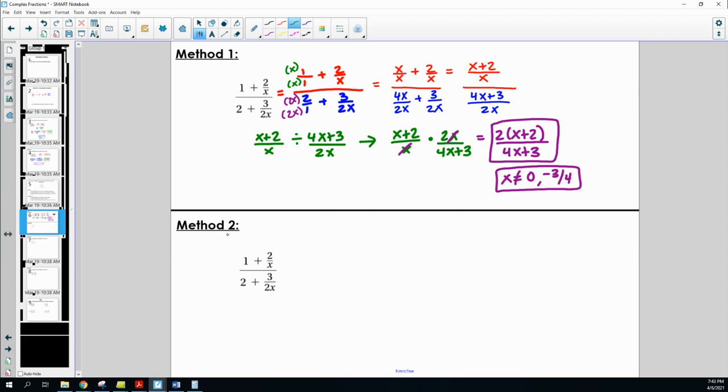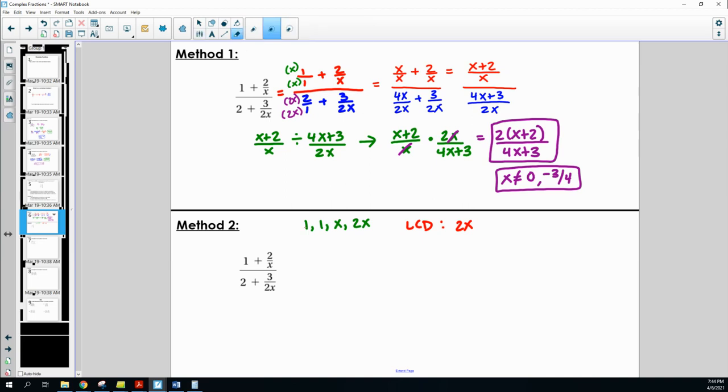So for method 2, we're going to look at all of our denominators. So on this 1, our denominator is 1. This 2 over x, we have x. This 2 over 1, we have 1. And this 3 over 2x, we have 2x. So out of all 4 of those denominators, I'm just going to write it here real quick. We have a 1, we have a 1, we have an x, and we have a 2x. So what can I make all of these become? So I can make all of them a 2x. So my lowest common denominator, my LCD, is going to be 2x.